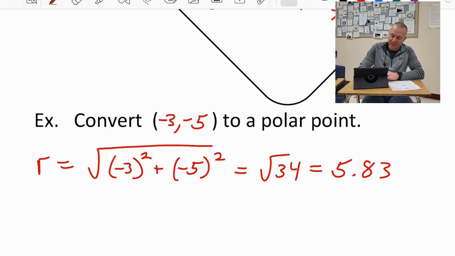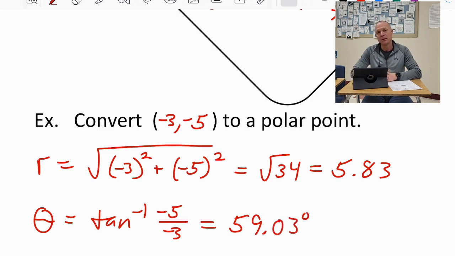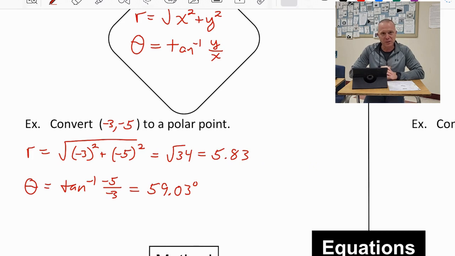How about theta? The inverse tangent, again, it's already solved for theta, so the inverse tangent of -5 over -3. You know, of course, that those two negatives are going to cancel, but either way, we end up with a little bit more than 59 degrees. Is that right? Wrong. Wrong? What do you mean wrong? We used the formulas that we sort of discovered on the back.